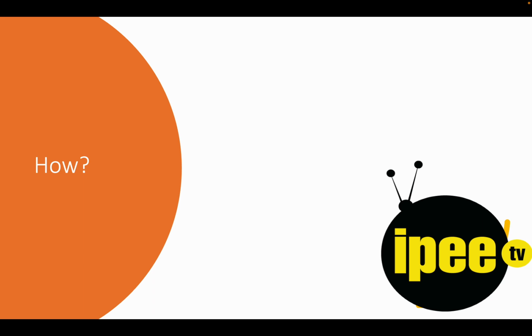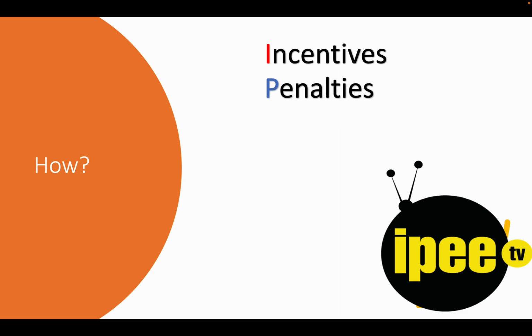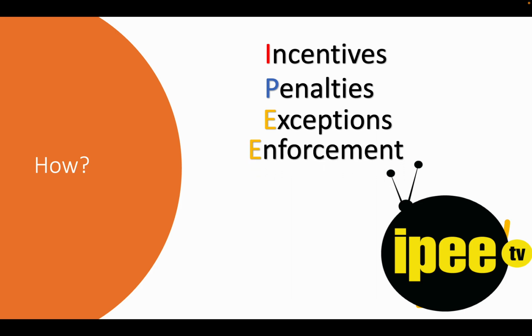So how did it do this? Well, I've used the acronym IPEE. Hopefully this will help you structure your answer if you get this in your exam. The first way it imposed its policies was through the use of incentives, usually financial incentives and other social incentives. The P is penalties or punishments. E, exceptions. There were some exceptions to the rule here. And also enforcement. How did it monitor and enforce its policy?